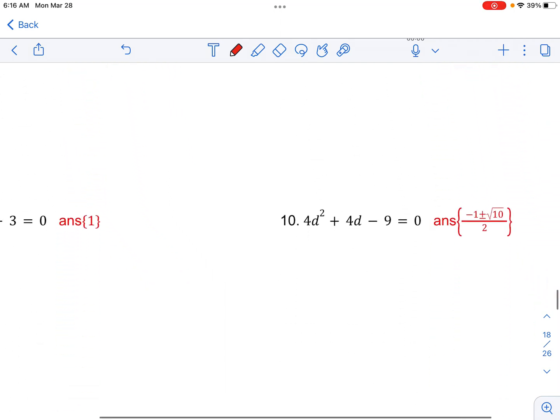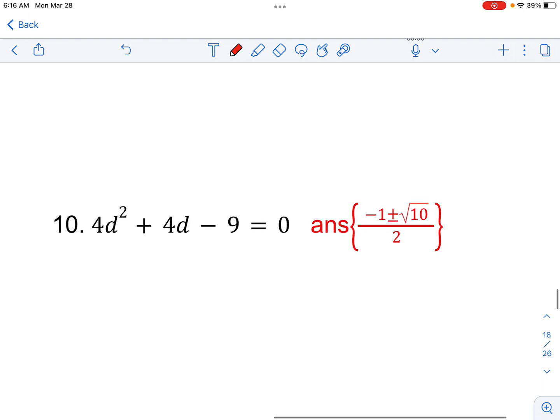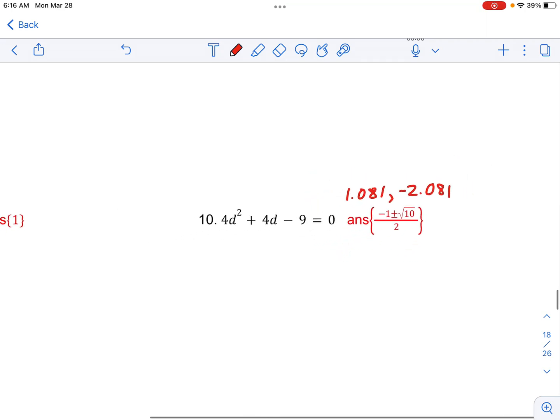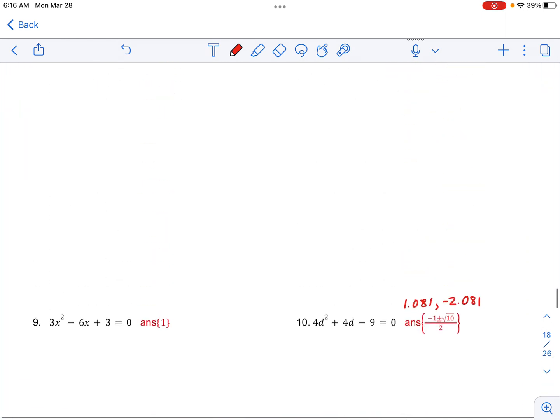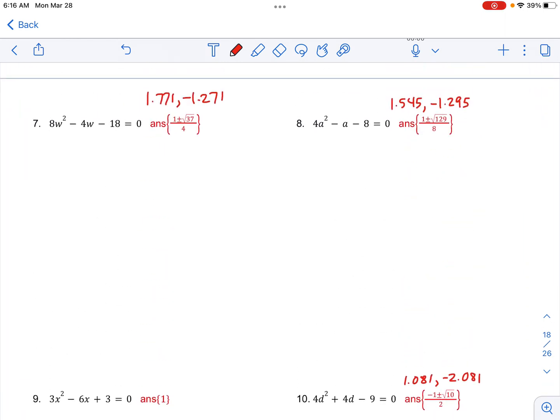And let's see here, number 10, 1.081 and -2.081. And do we have any more? Nope, that's it. I think those are the only 3 that didn't have perfect squares, so the radical didn't. Yep, those are the only 3. So there's your decimal answers too. That will give you an opportunity to practice those decimals.